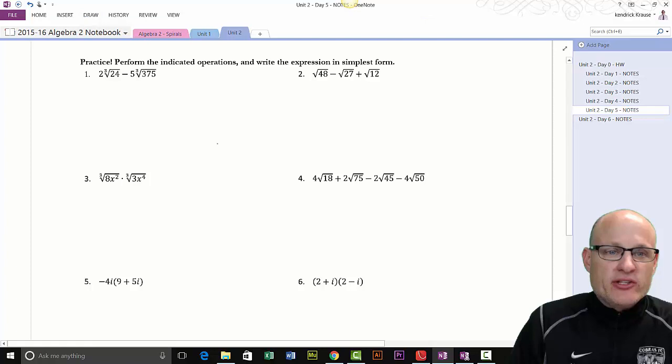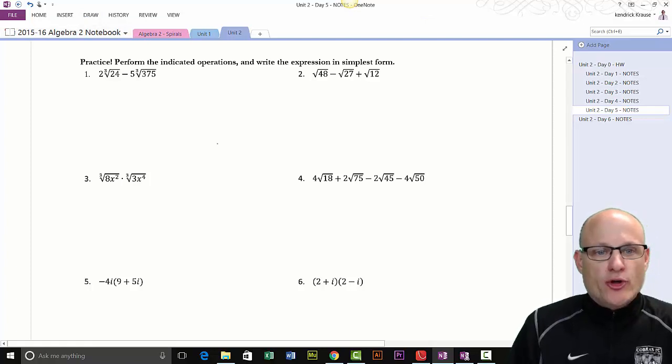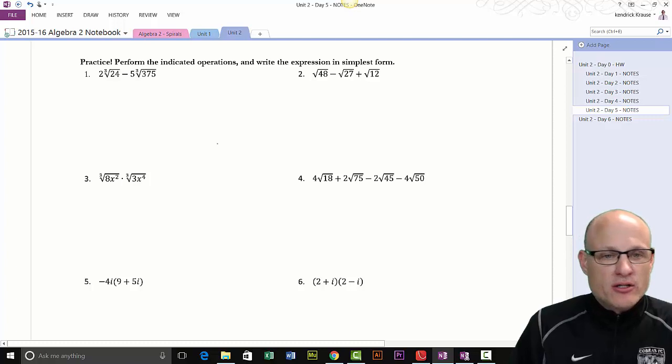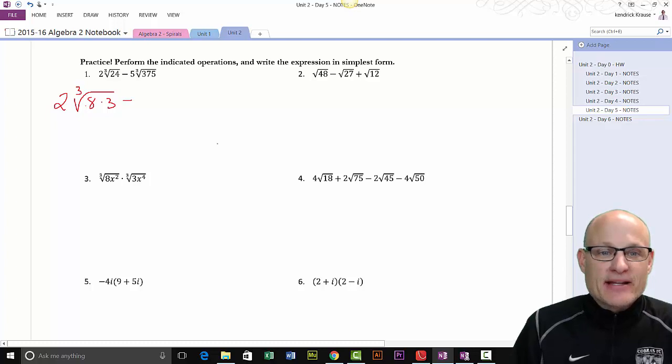Now, what does a lazy, dumb kid do? 2 minus 5 is negative 3 and 24. What? No. That's like crossing off an X. That would be bad. So what we're going to do is simplify this. So 2, and we've got to simplify this cube root. 8 times 3 minus 5.